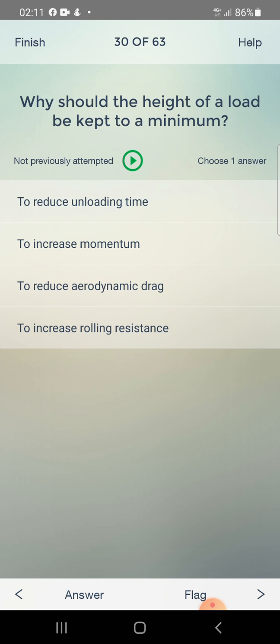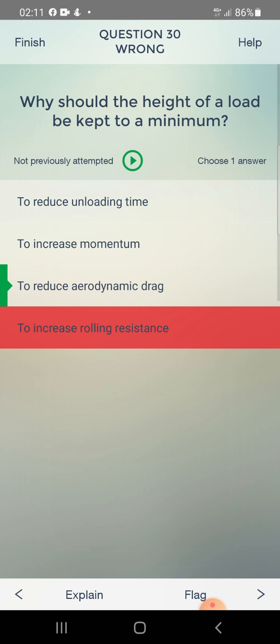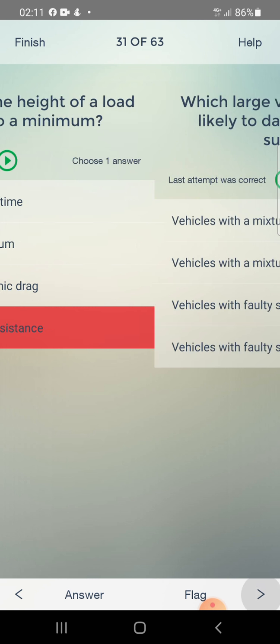Why should the height of a load be kept to a minimum? To reduce unloading time, to increase momentum, to reduce aerodynamic drag, to increase rolling resistance. To increase rolling resistance. Wrong. To reduce aerodynamic drag. Okay.